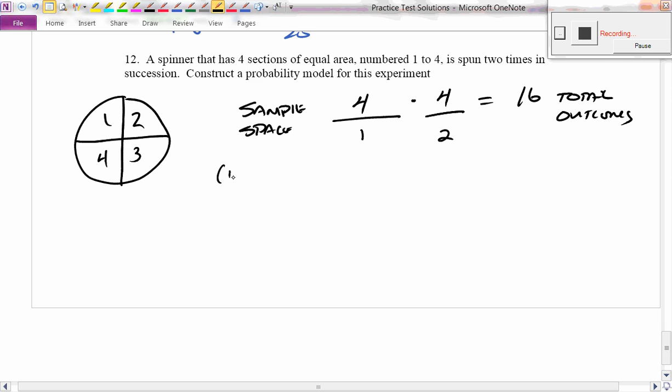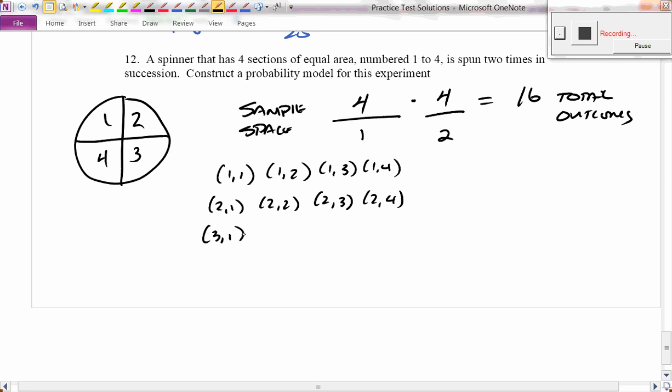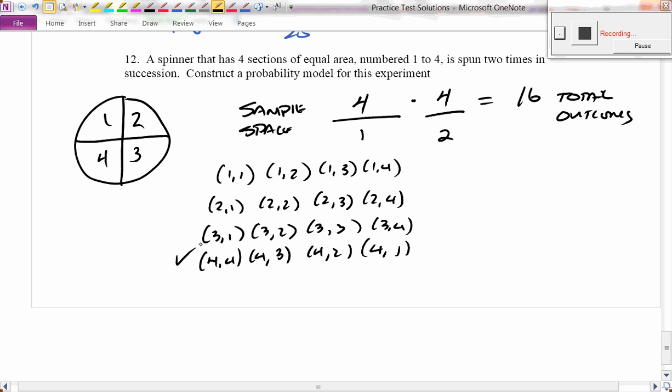I could get a 1 and a 1. I can get a 1 and a 2. I can get a 1 and a 3. I can get a 1 and a 4. I can get a 2, 1. I can get a 2, 2. I can get a 2, 3, 2, 4. I can get 3, 1. I can get 3, 2. I can get 3, 3. Or I can get 3, 4. And lastly, I can get 4, 4. I'll go backwards. 4, 3. 4, 2, and then finally 4, 1. I changed it up on the last one just to keep you guys awake.